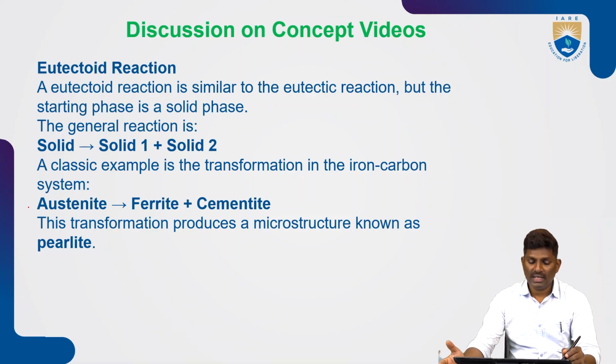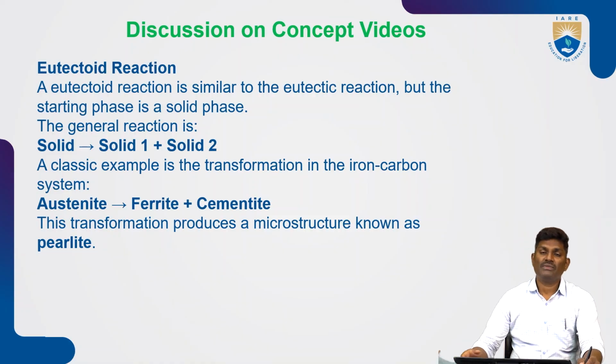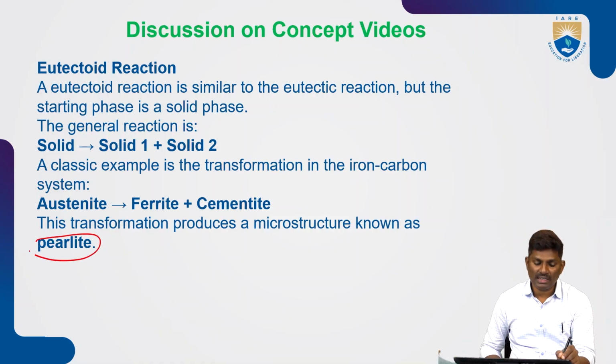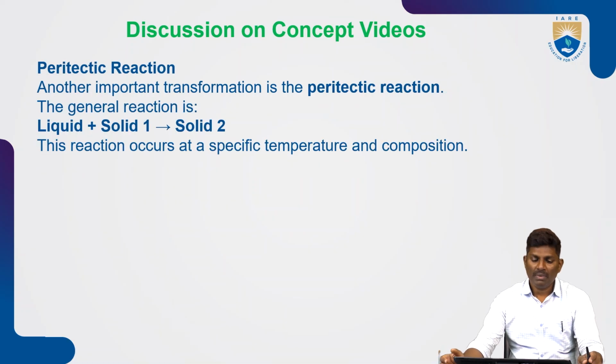Then austenite is an example. So this gives us ferrite plus cementite. This transformation produces the microstructure which is known as pearlite. So pearlite is nothing but the solid being split into 2 solids. Peritectic reaction is nothing but liquid plus solid gives rise to a new solid. So that type of reaction is called peritectic reaction.